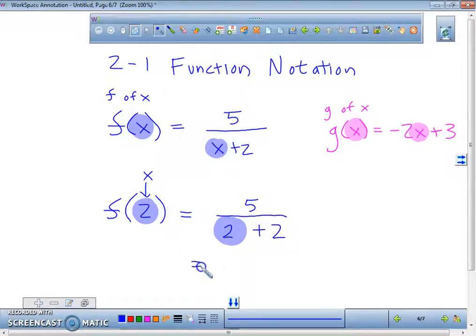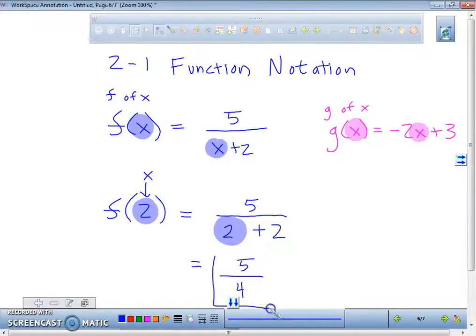So if I wanted to evaluate this, the number or letter or expression that's inside the parentheses is what you're plugging in wherever you see an x value. So this would be 5 over 2 plus 2, which is a 4. And so if I asked you to evaluate f of 2, you just take the 2 and plug it in where you saw an x. So take a look at that and see if that makes sense.